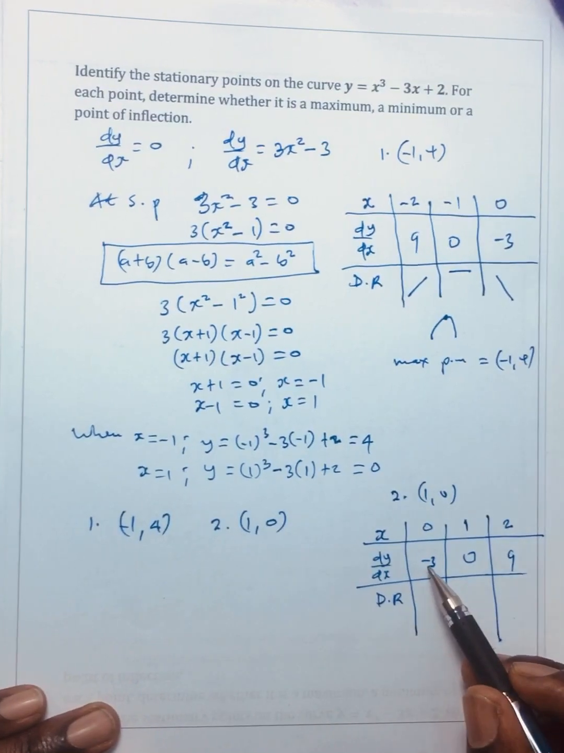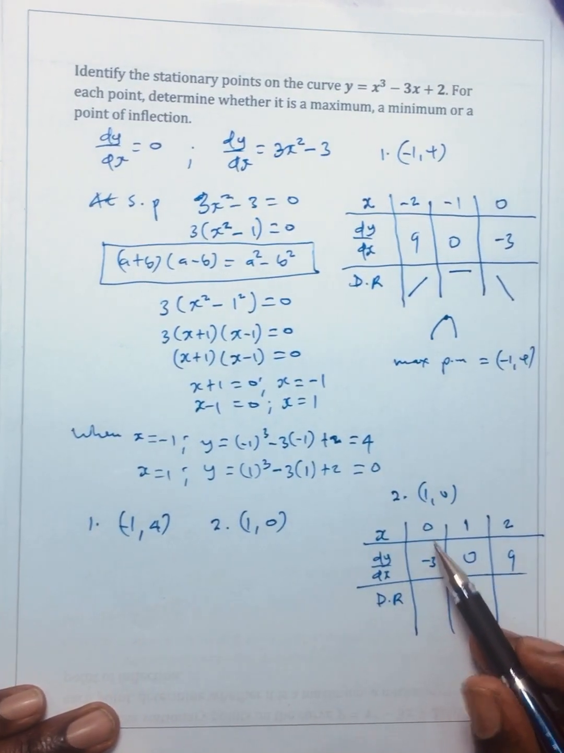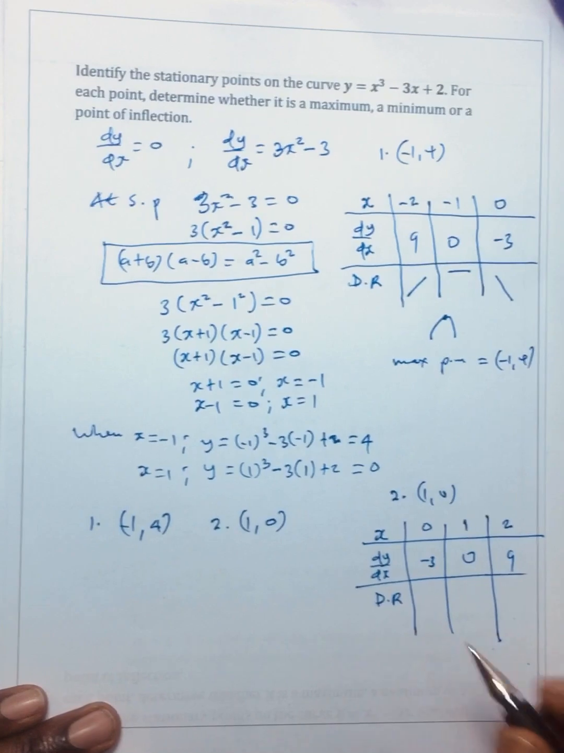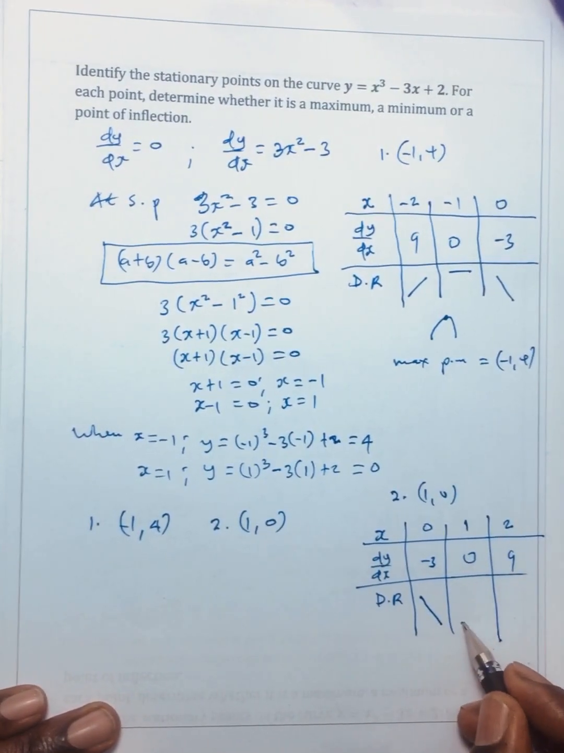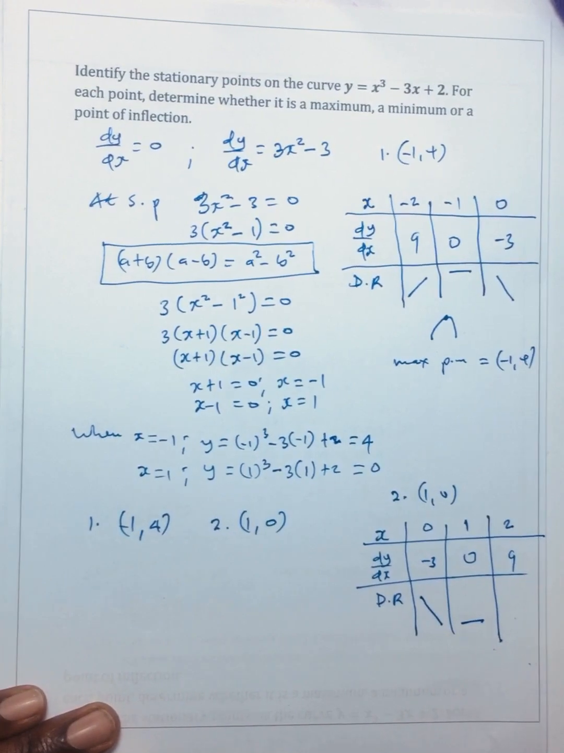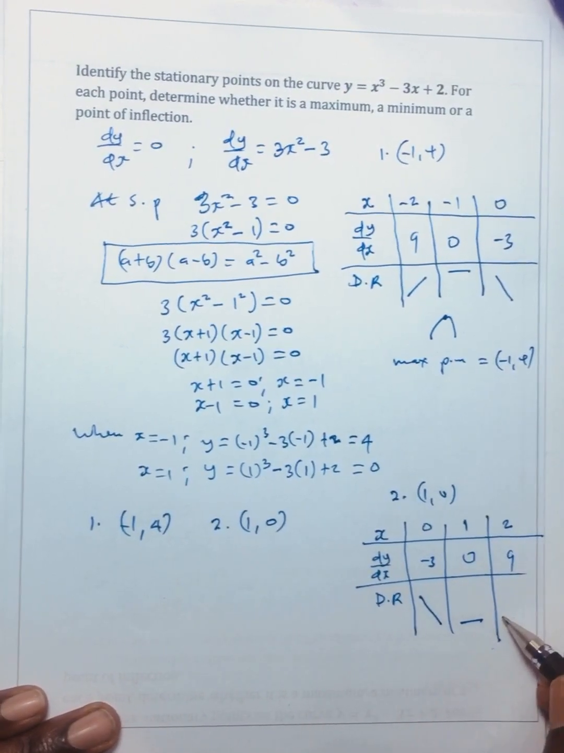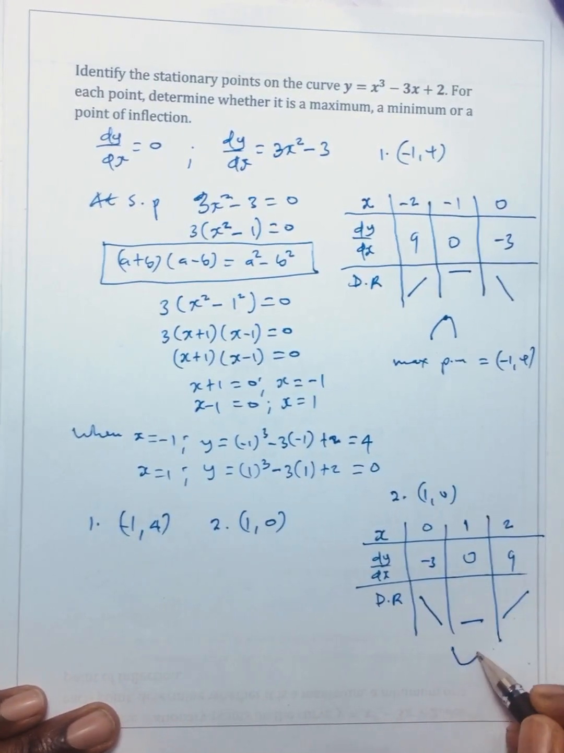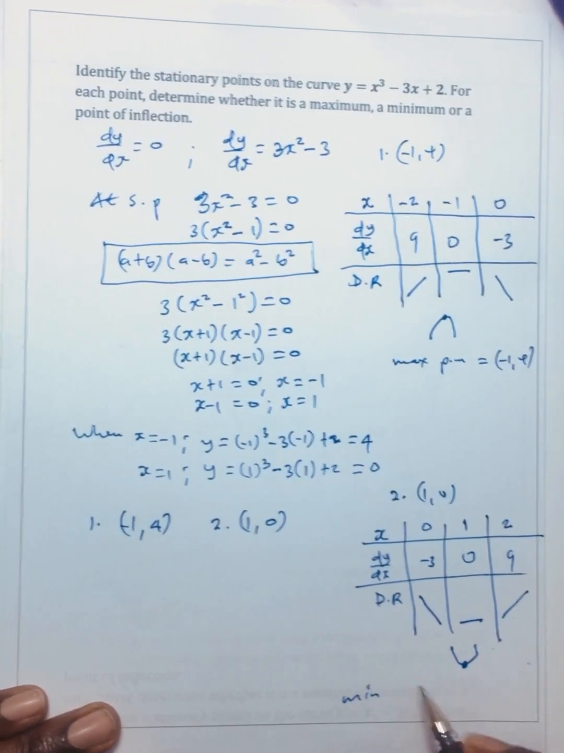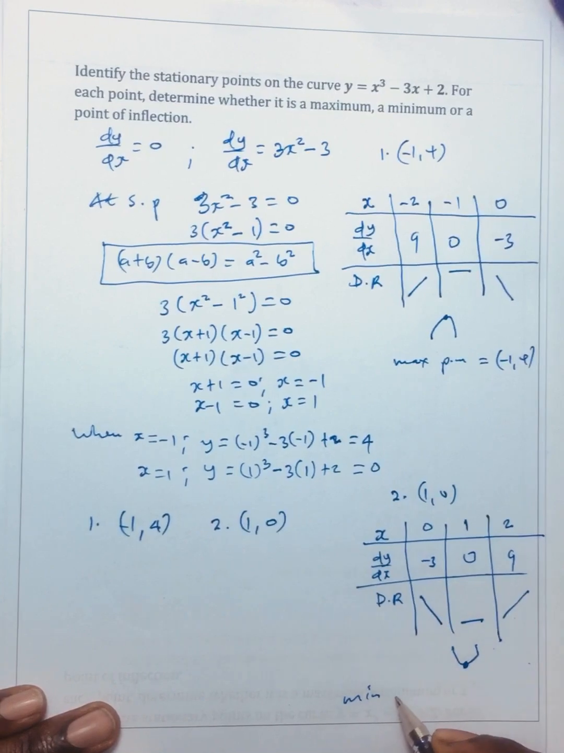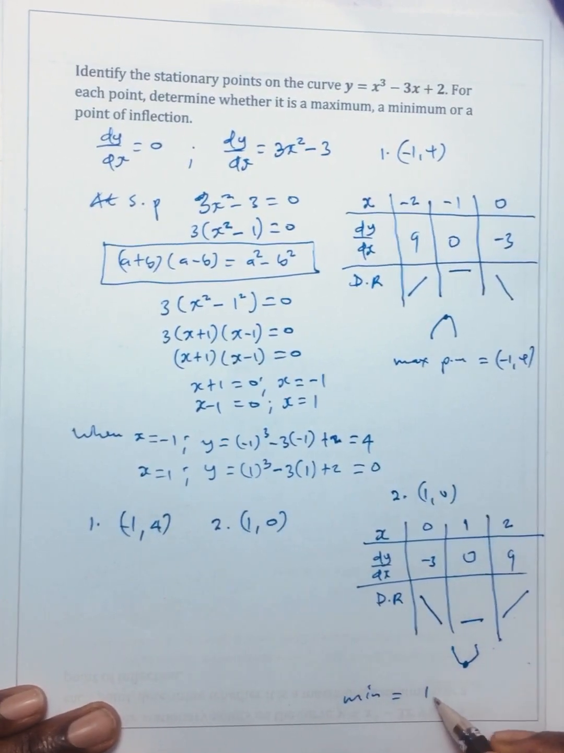So at first, when x is 0, we have a negative gradient. So it goes like that. And at 1, we have a flat gradient of 0. When it is positive, we have that. So it is like that. So this is a minimum point. So our minimum point is 1, 0.